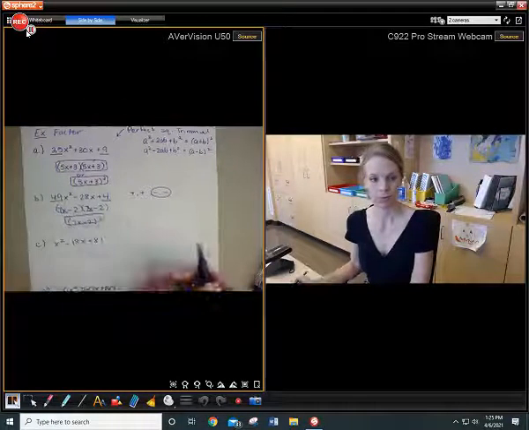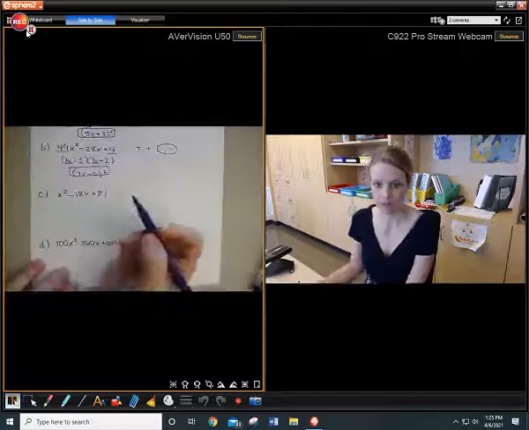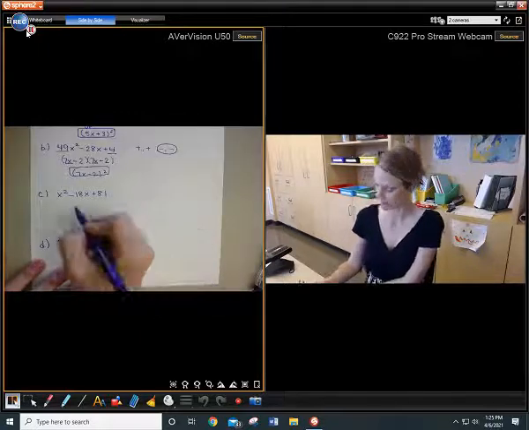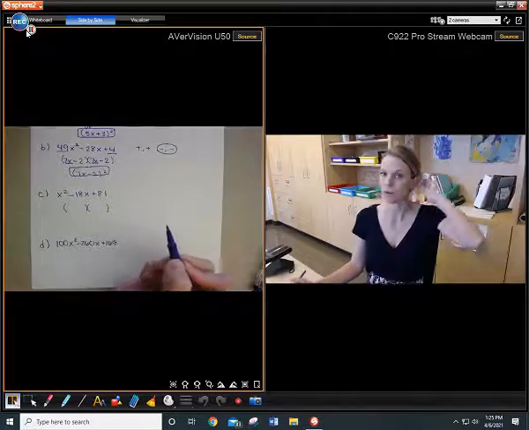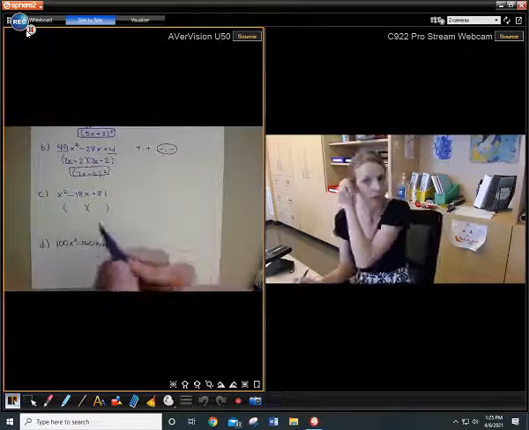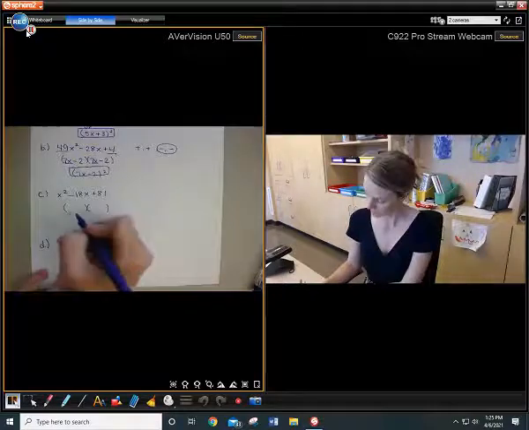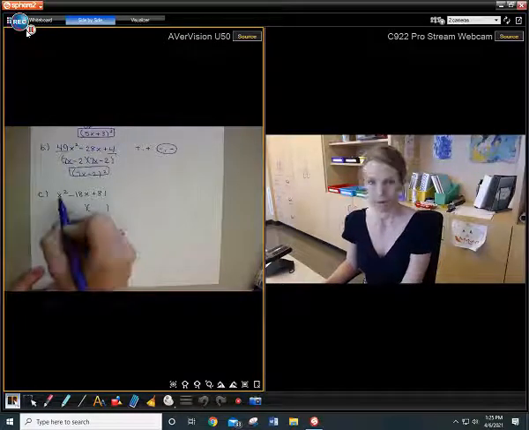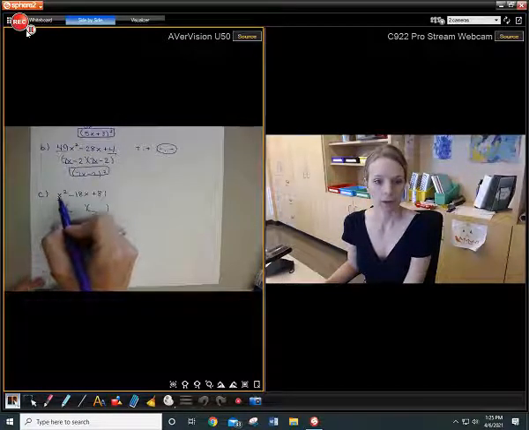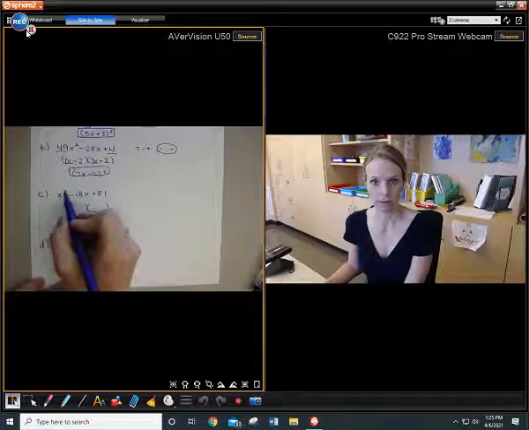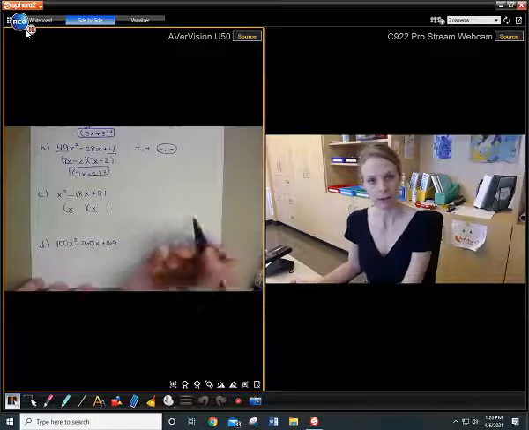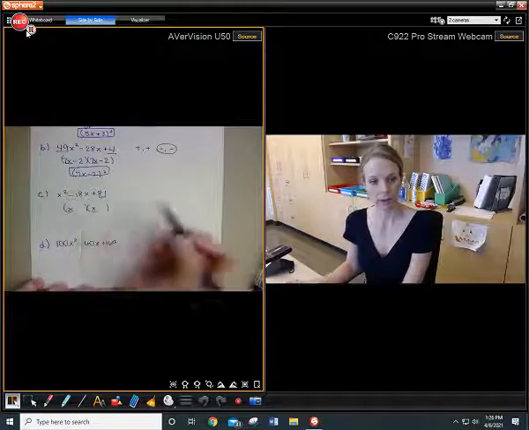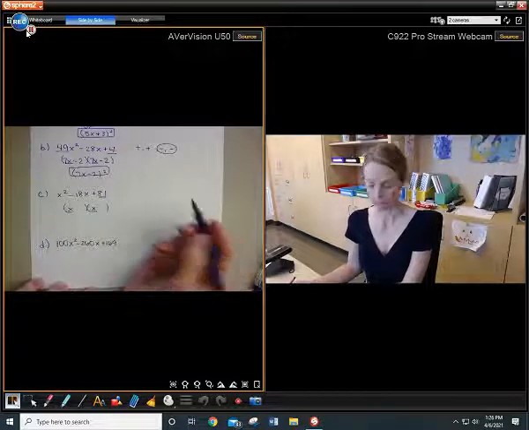All right, let's look at the next one. x squared minus 18x plus 81. If you can recognize that that is a perfect square trinomial, you can factor it a lot quicker. Okay, so what number do I square to get an x squared? Well, that would have to be x. What number do we square to get 81? 9.